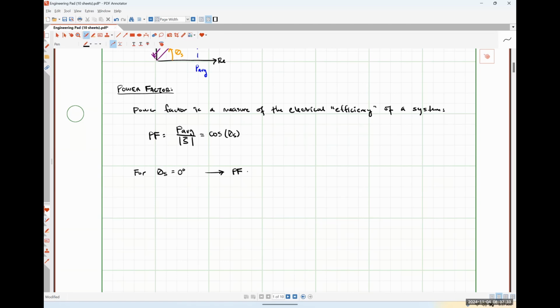So what would our power factor be? 1. And this is what we will typically call a unity power factor. Okay. So what kind of load would result in a power factor of 1? What kind of load would mean that theta s has to be 0 degrees? It's all real, exactly right.